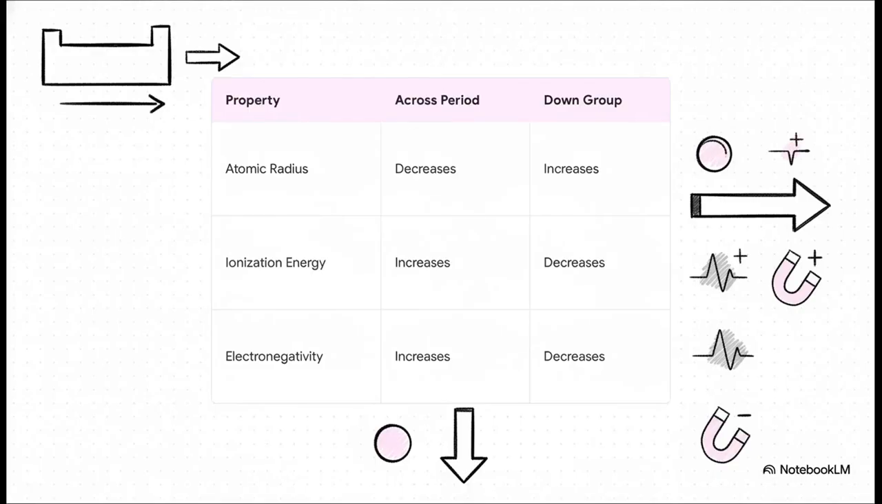Let's pull all of this together into what is basically the ultimate payoff matrix. By looking at directional cues, we can see exactly how moving around the map flips these properties. Notice how moving across a period from left to right causes atomic radius to decrease, while ionization energy and electronegativity increase. But if you move down a vertical group, the exact opposite happens.